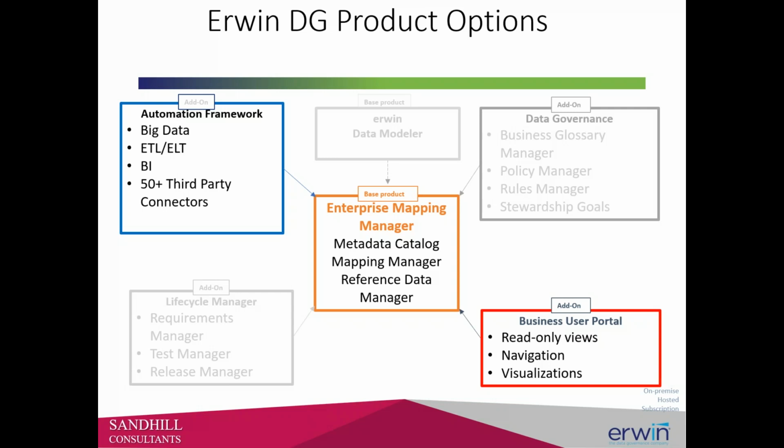You've also got a data governance product that allows you to multi-catalog business glossary. You've got policy management, rules management, and stewardship management, all of which can be joined together with the other components of the tool. For the sake of brevity today, we'll be covering just a handful of those things. And then, of course, we have lifecycle management modules that include things like requirements management, test management, and release management. So every part of that system development lifecycle is covered.